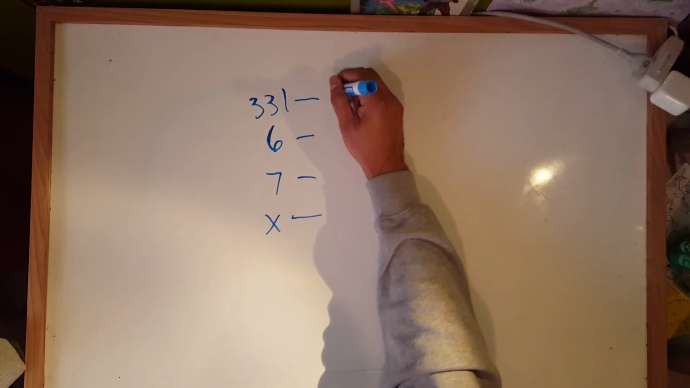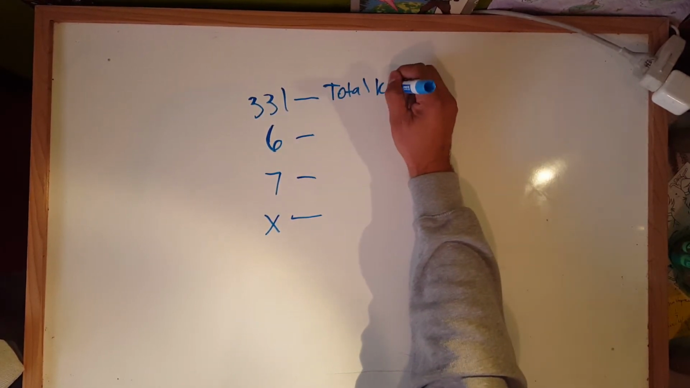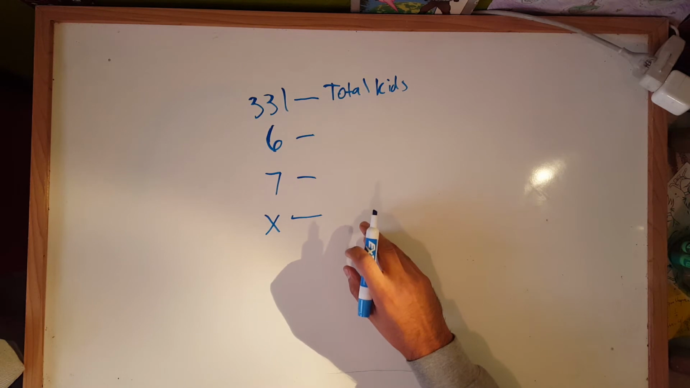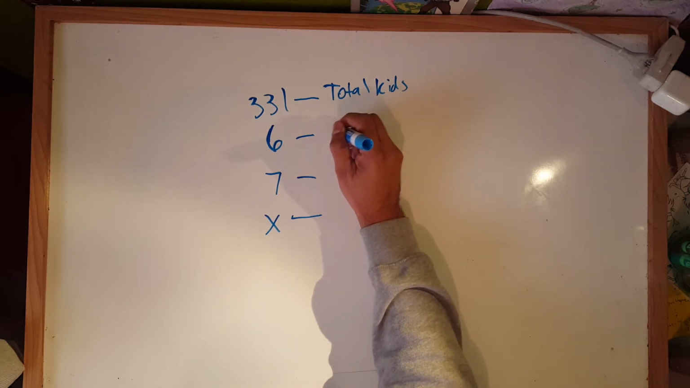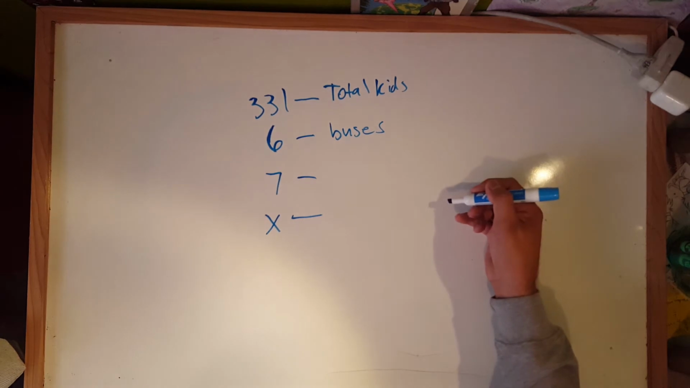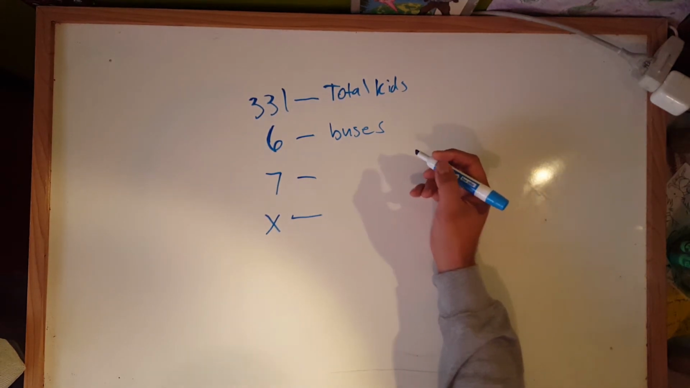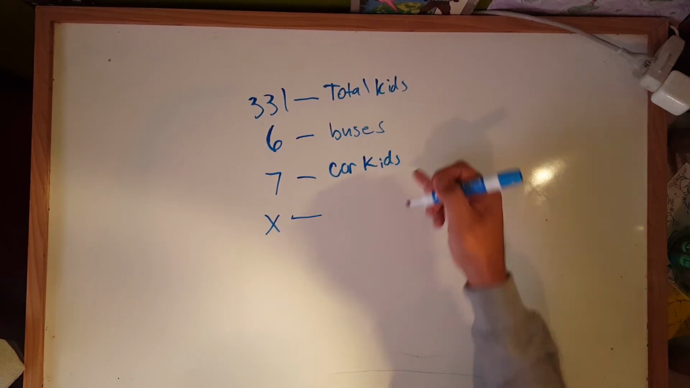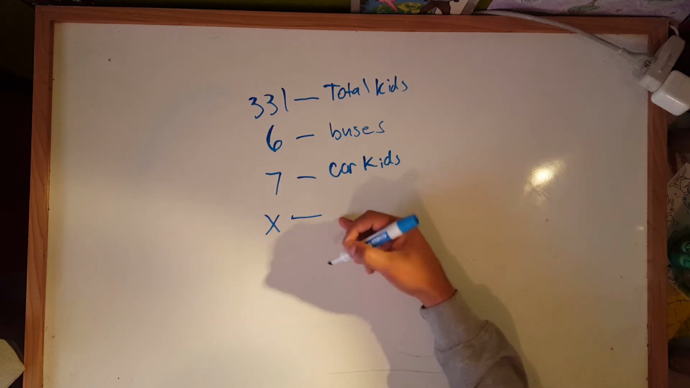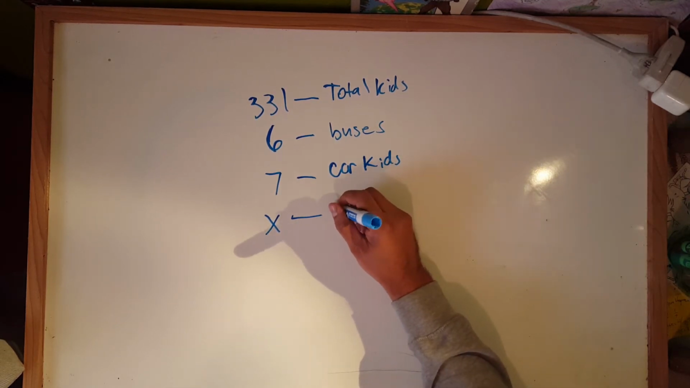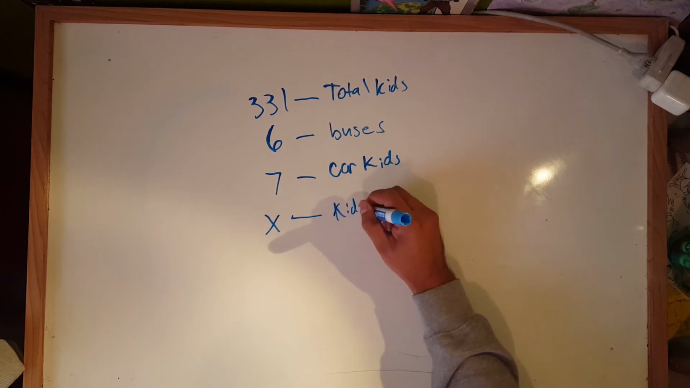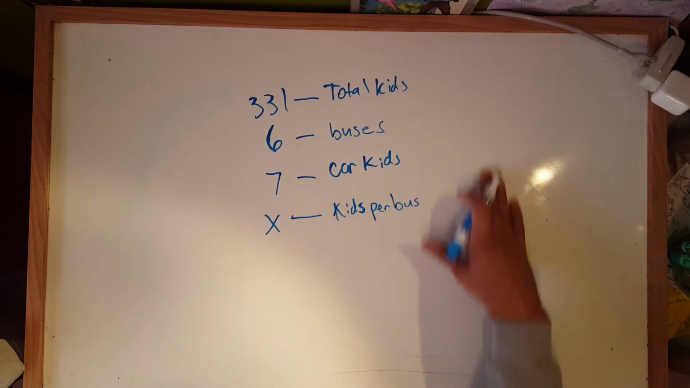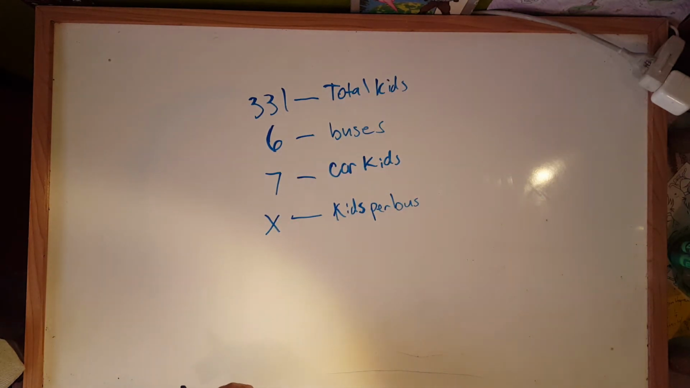So 331, that's my total students or total kids. Okay, so you should be writing this down. 6 is the number of buses, so I'm just going to put buses. 7 is kids that went in cars, so I'm just going to put car kids. Okay, so those kids did not ride on buses because they're in cars. And then X is the number of kids per bus. So I'm going to put that kids per bus.